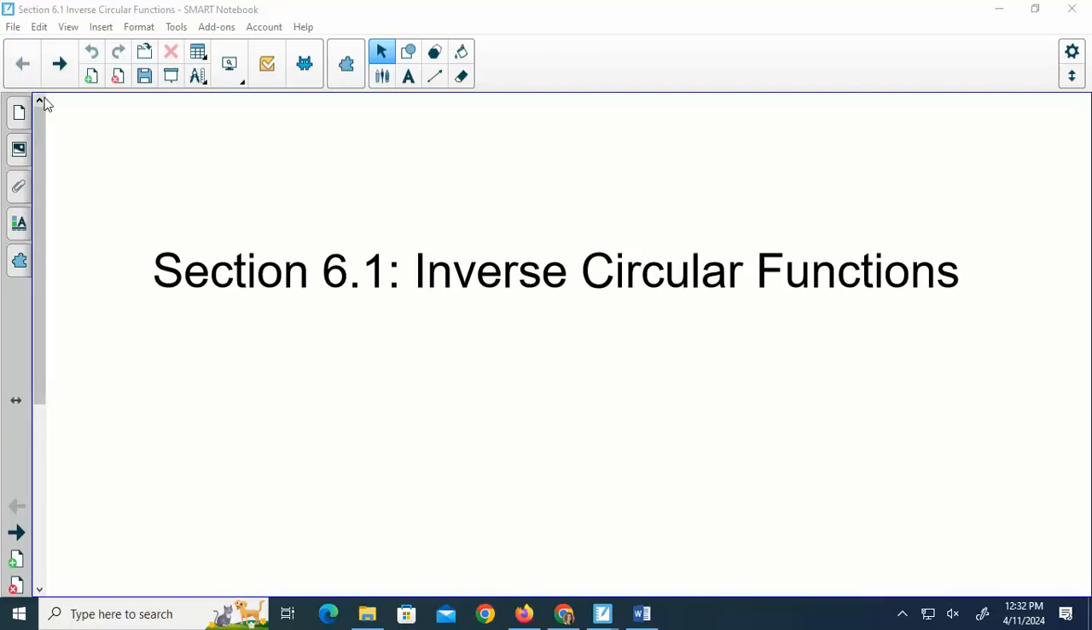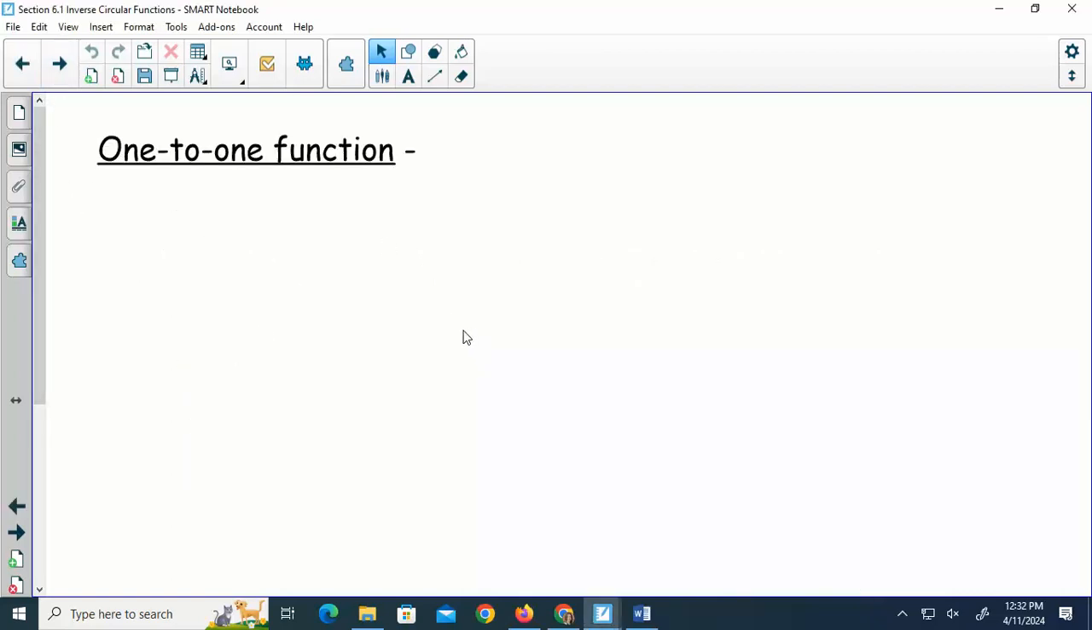Okay. So in algebra we talked about one-to-one functions, and what does it mean for something to be one-to-one? They pass the vertical line test. Oh, that's right. The domain doesn't repeat. If it's a function, the domain doesn't repeat. If it's one-to-one, the domain and the range don't repeat.